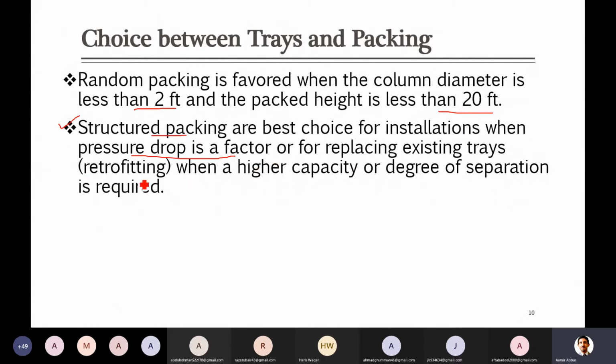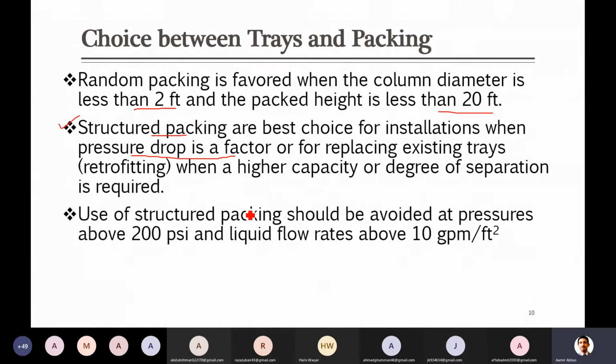This term is used when we modify existing equipment in the industry by replacing some parts, not major units, and you just make it work better. That is called retrofitting. When a high capacity or degree of separation is required, you can use it. Like when old trays are replaced with structured packing, it will provide good capacity of separation.